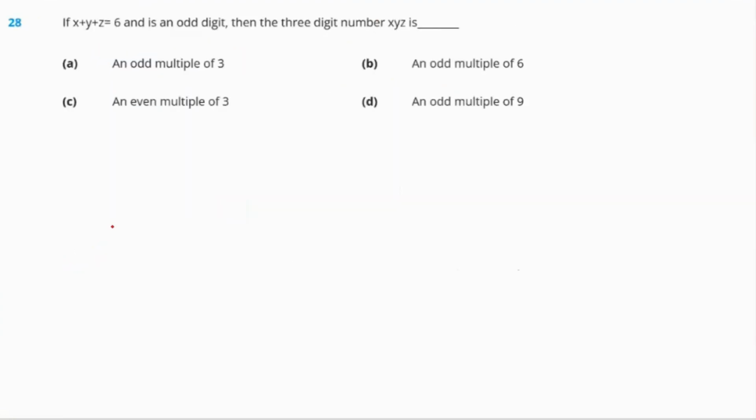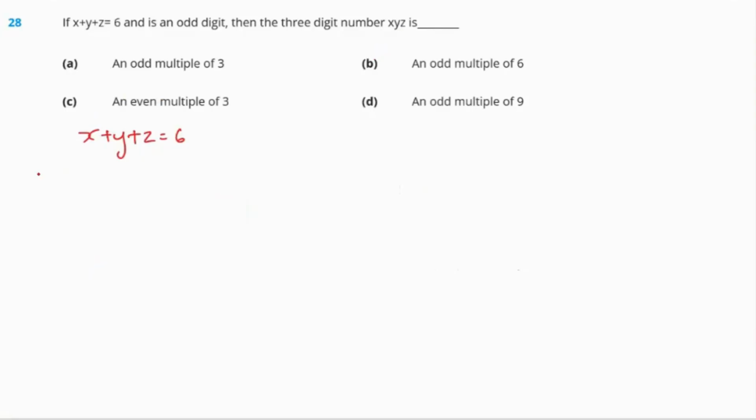Next question. If x plus y plus z is equal to 6 and z is an odd digit, then the 3-digit number xyz is what? An odd multiple of 3, odd multiple of 6, that we have to check, which correct option it is matching. Okay. So here they are saying x plus y plus z is equal to 6 and z is an odd digit, then the 3-digit number xyz will be what?